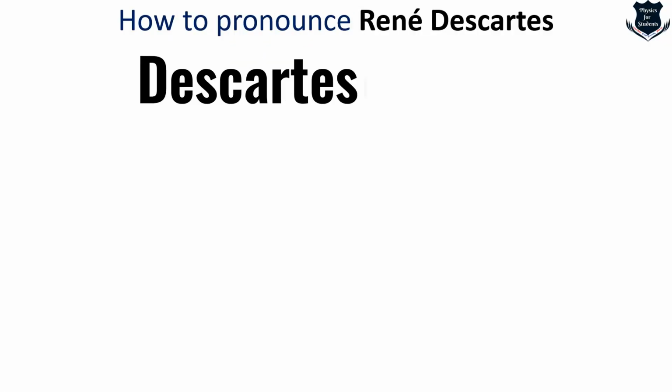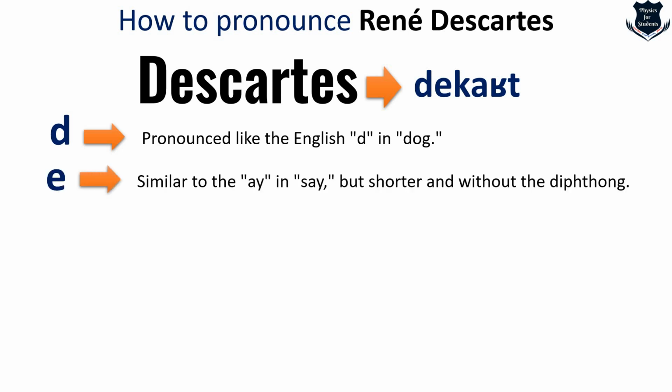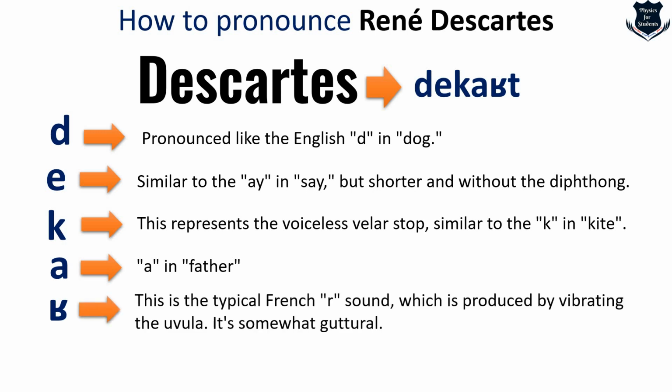Now let us come to the next part. Now you see this is again in the symbols, it shows like this. So let us take it word by word. The first is D as in dog. Then that is A, as in say, de. And the K is similar to that in kite, but it has a velar stop. That means ka, de ka. And then the A as in father. And then comes again that French R sound, which is a little bit disturbing.